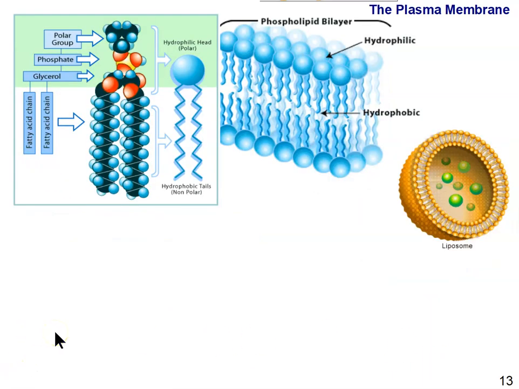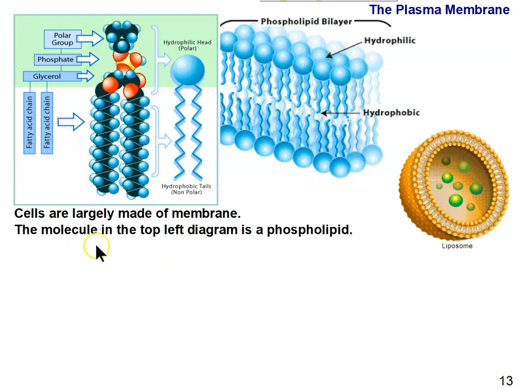Well, what's the plasma membrane made out of? Well, all cell membranes are made out of basically the same thing. Cells in general are largely made up of membrane. Cells are mostly made up of membrane and proteins. The molecule in the top left of this diagram is a phospholipid, and this shows all the atoms that are involved in making one phospholipid molecule.